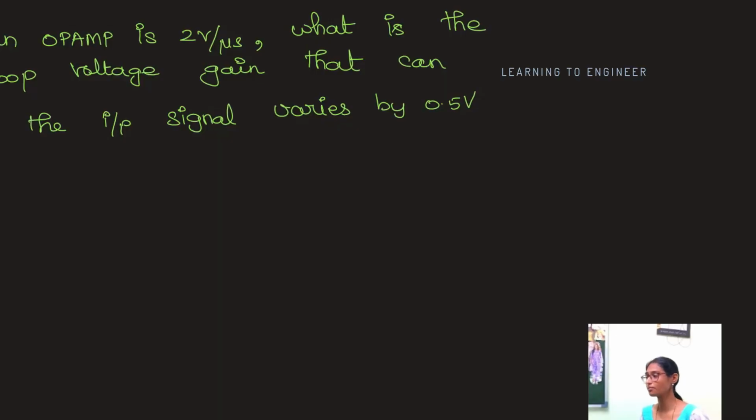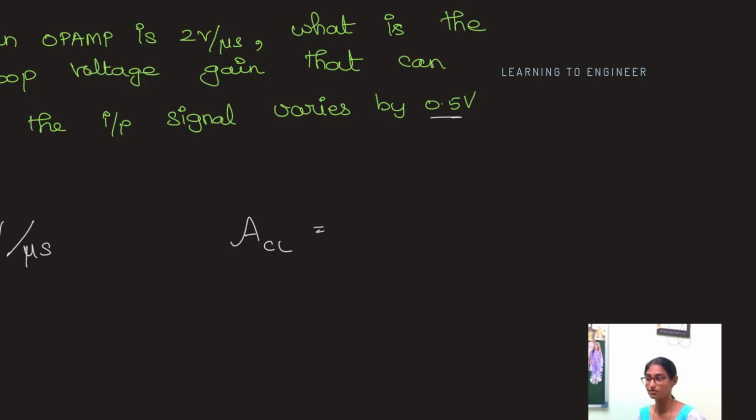If the slew rate of an op-amp is 2 volt per microsecond, what is the maximum closed loop voltage gain that can be used when the input signal varies by 0.5 volt in 10 microseconds? In this question, the slew rate is given to us as 2 volt per microsecond, which means that for every microsecond change in time, the output value varies by 2 volt. And what is the maximum closed loop gain that can be used when the input signal varies by this much?